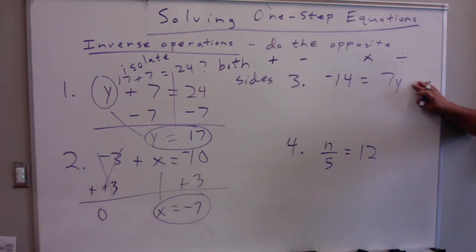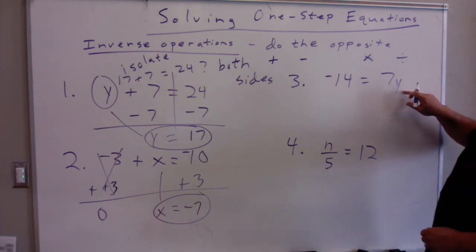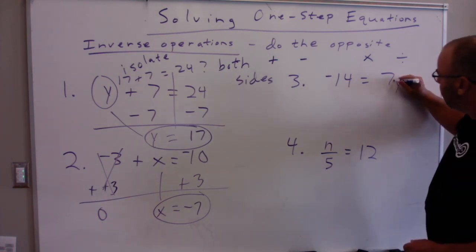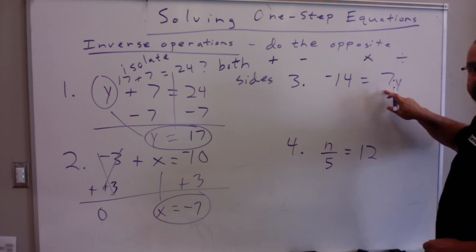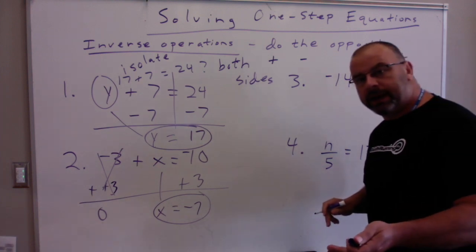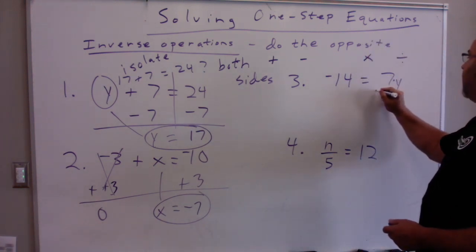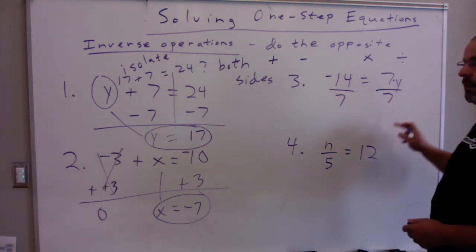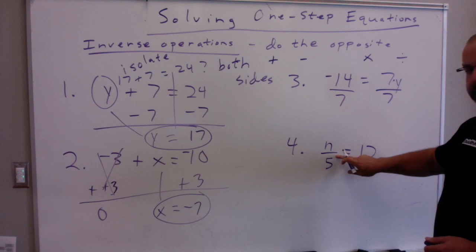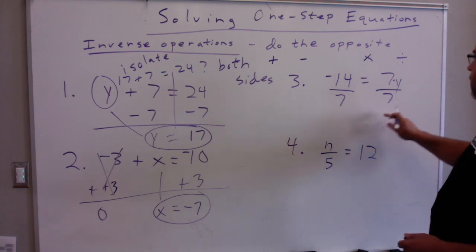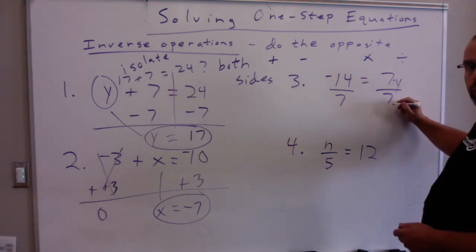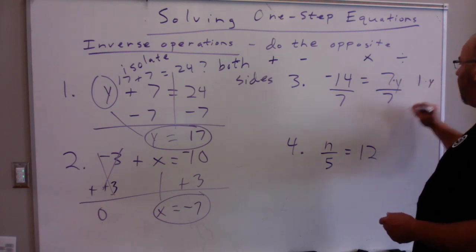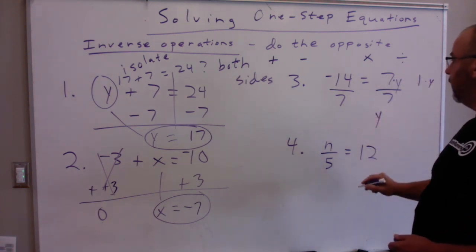Looking at this one, I'm looking at what am I doing to the variable? I am timesing or multiplying by 7. What's the opposite of multiplying by 7? Dividing by 7. And I can use a fraction bar to show that. Fraction bar means the same thing as dividing. So this 7 over 7 is 1. 1 times y is just y.